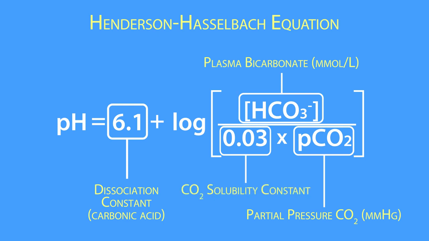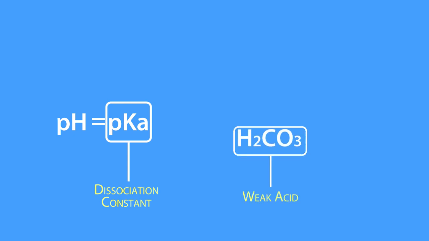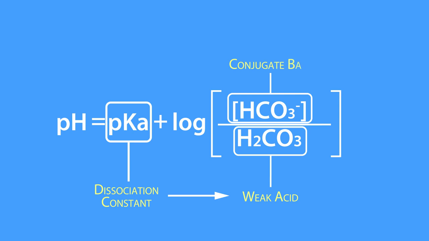The Henderson-Hasselbalch equation was derived from this basic equation, where the pH is equal to the pKa, or dissociation constant of the weak acid, in this case carbonic acid, plus the log of the conjugate base, in this case, bicarbonate.